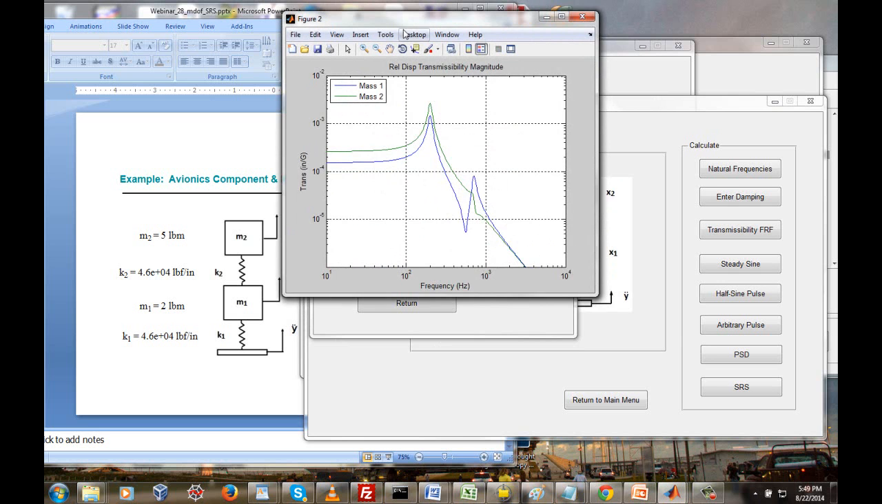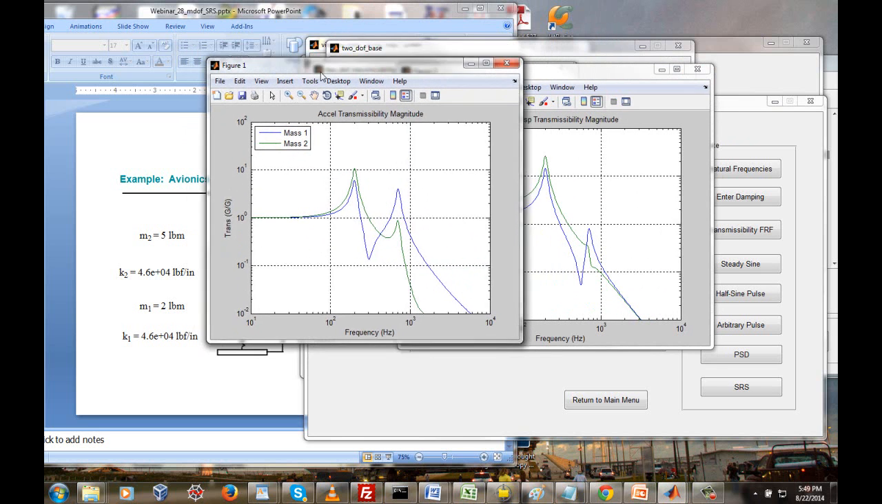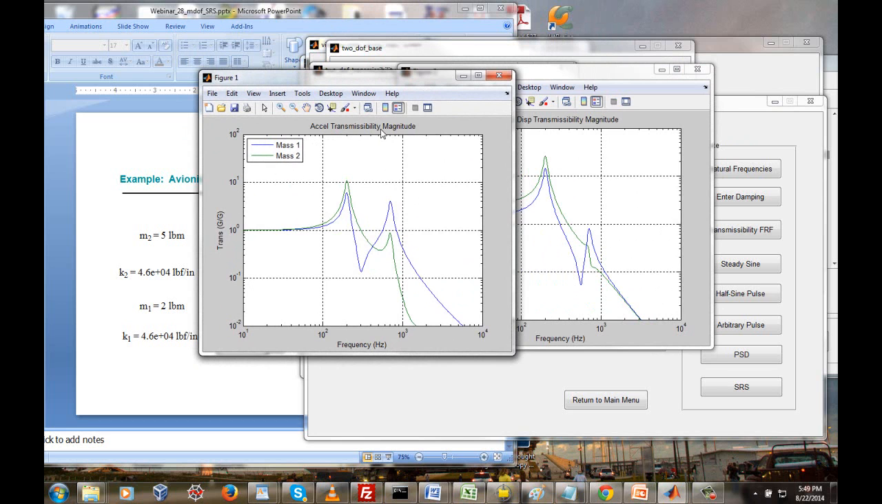Okay, so we get two plots here. Plot 1 is the acceleration transmissibility. So it says trans G divided by G. The numerator G corresponds to either mass 1 or mass 2, depending on the color, and the denominator G is the G level for the base excitation. Then we have this versus frequency in hertz. These two spectral peaks are the mode at 200 hertz. Then these two spectral peaks here are the mode at 700 hertz.